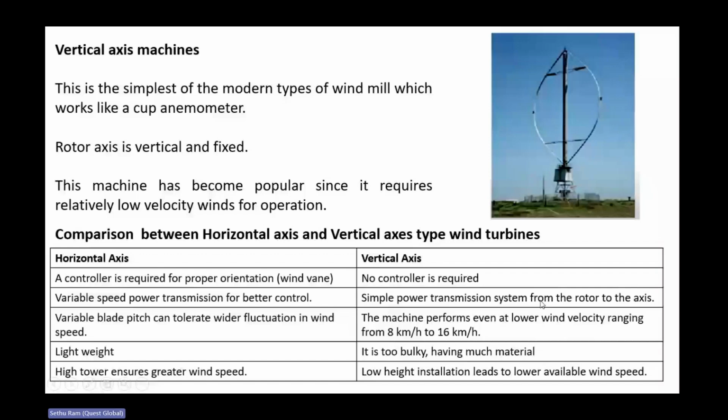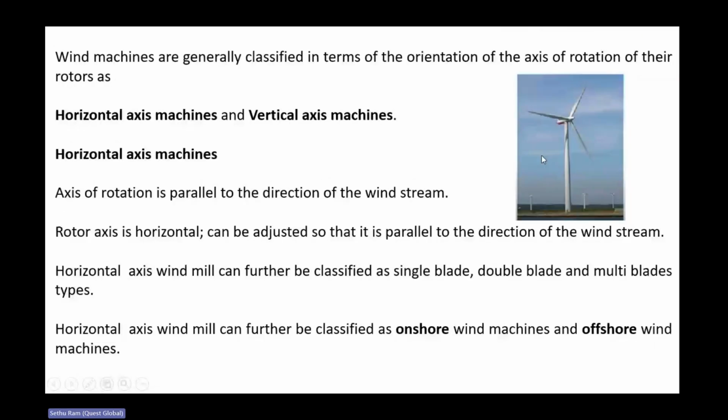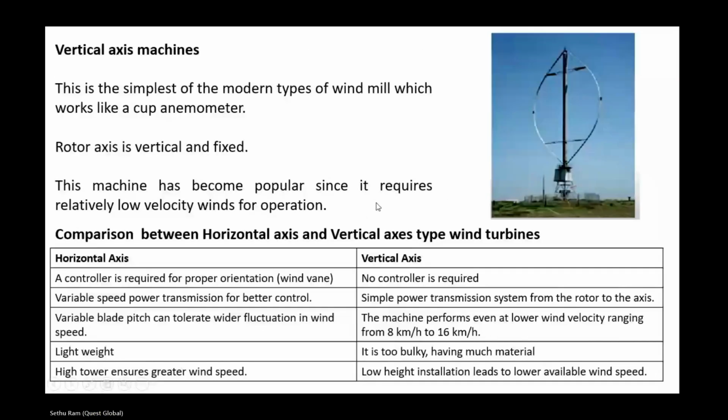And here variable pitch can tolerate wider fluctuation in wind speed. That means these wind turbines can take wide fluctuation of air speed. The vertical one performs only at low speed, so it is more suitable for low speeds. For high speeds it won't be suitable for the vertical axis.